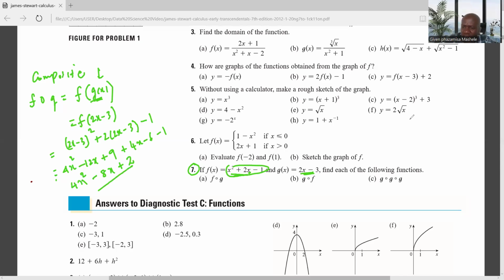But if it's g of f, it means the f should be inside g. The f should be inside g.